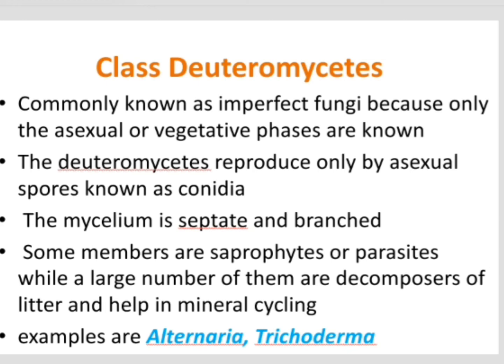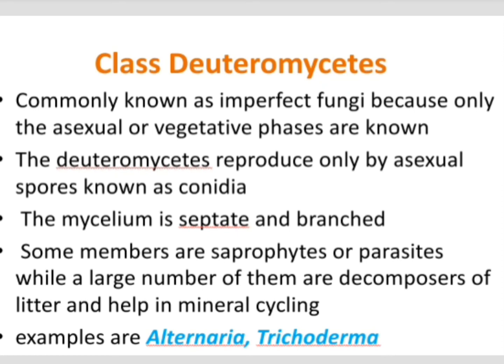So Deuteromycetes is called fungi imperfecti because of the absence of knowledge about their sexual phase. Asexual reproduction is by means of conidia. Here the mycelium is septate as well as branched, and they are either saprophytes or parasites or decomposers, which help in nutrient recycling, and examples include Alternaria and Trichoderma.